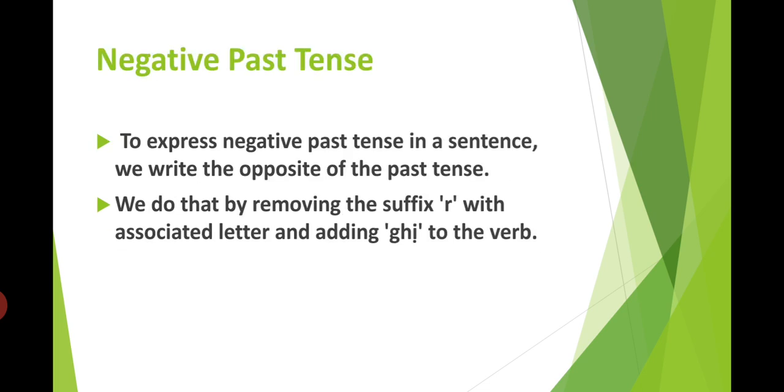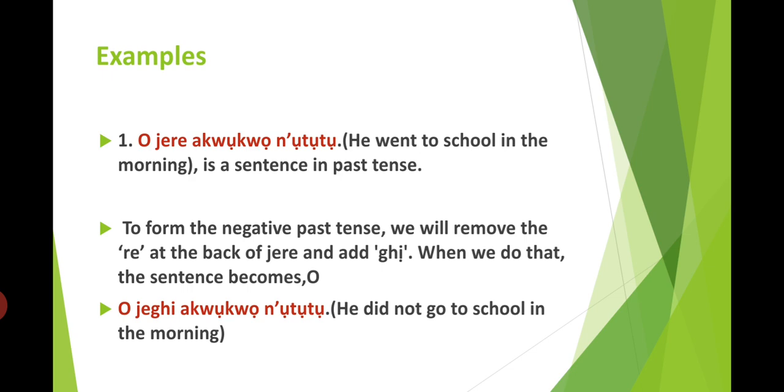Now let's look at negative past tense. Now to express negative past tense in a sentence, we write the opposite of the past tense. You understand that? We do that by removing the suffix re, with associated letter, and adding GHI to the verb. Okay, let's see example. For instance, O jere akwụkwọ n'ụtụtụ. Now the verb there is jere. He went to school in the morning.